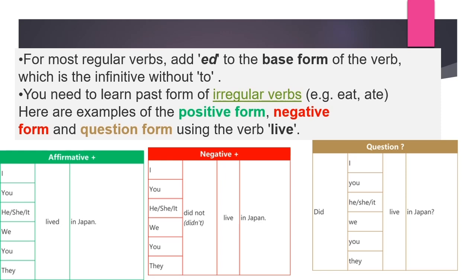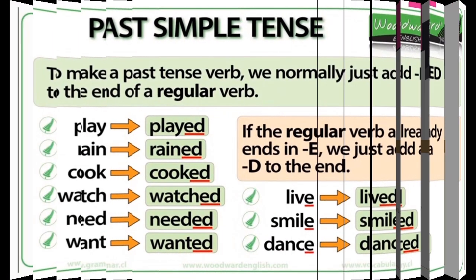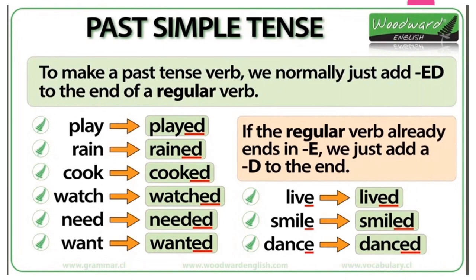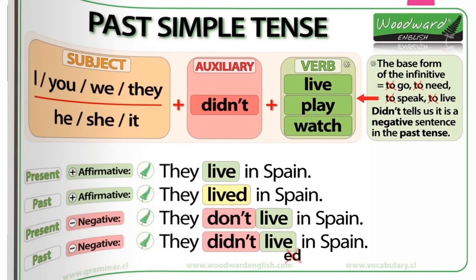Let's start with the positive form. In the positive form, we just add ed to the verb. For example, play, played, rain, rained, cook, cooked, and etc. If the regular verb already ends in e, we just add d to the end. Live, lived, smile, smiled, dance, danced. So the affirmative form is subject and verb plus ed in regular verbs.